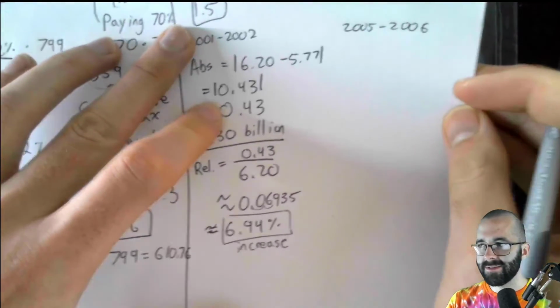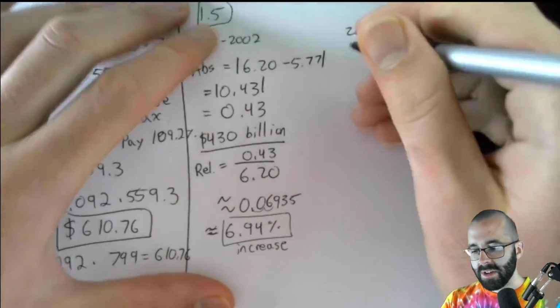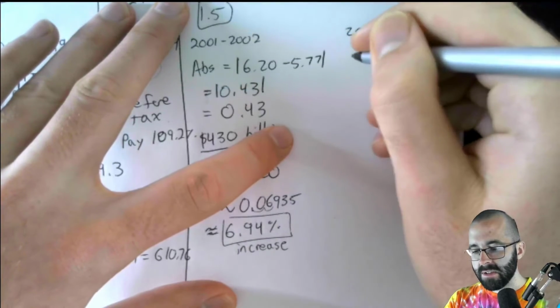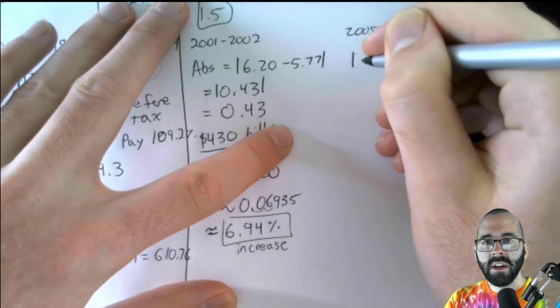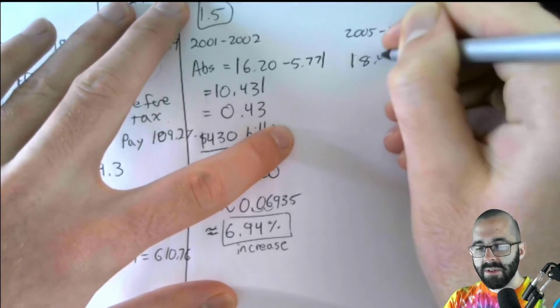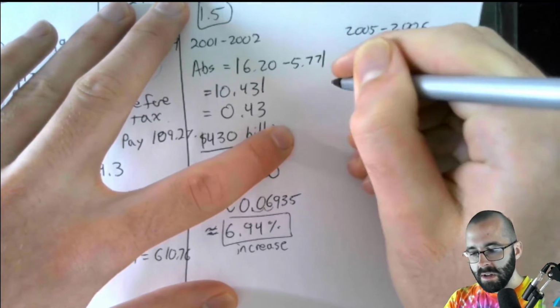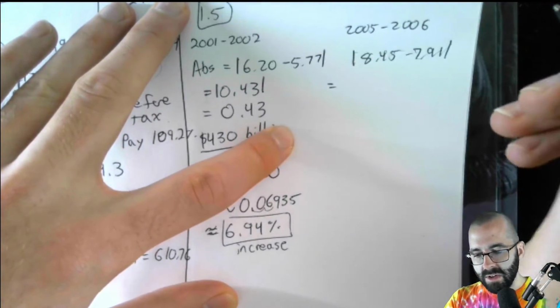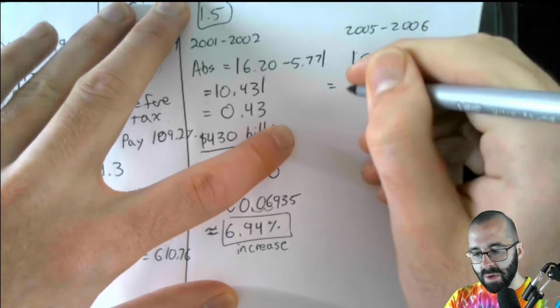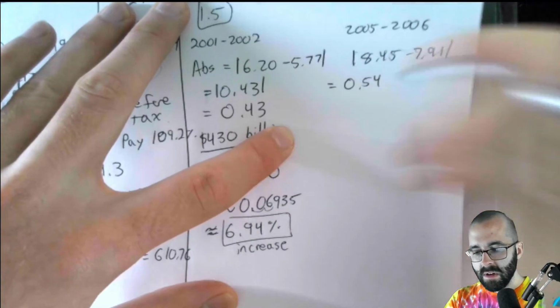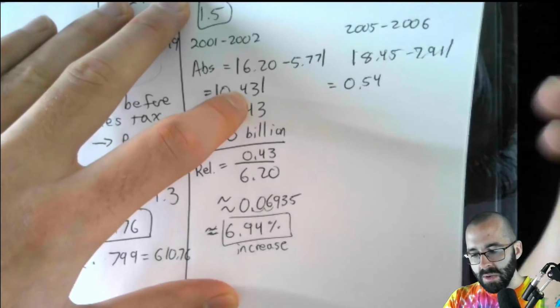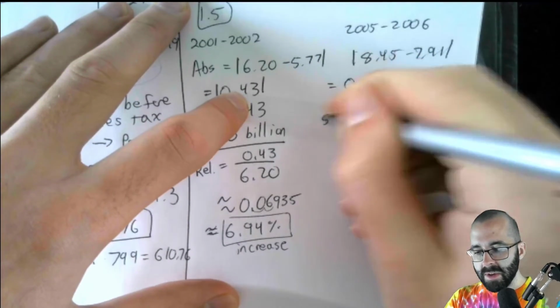Hopefully you paused it. I'm just going to go through this really quickly. So the absolute value here is going to be 8.45 minus 7.91. When you subtract that out, you should get 0.54, which is going to be 540 billion.